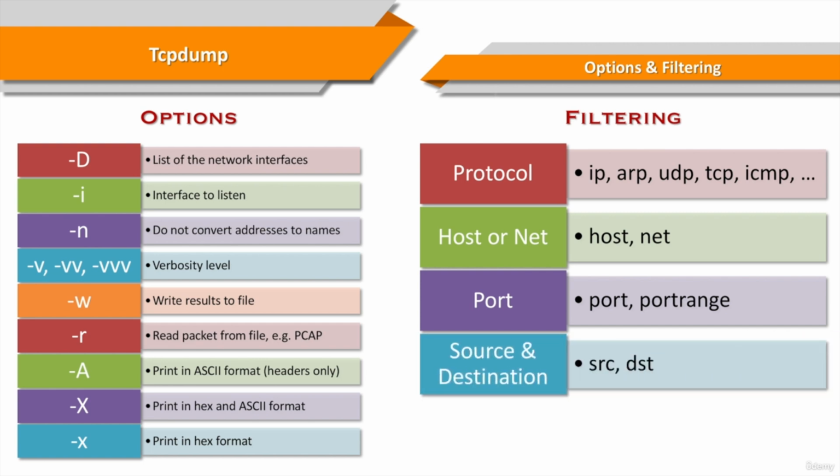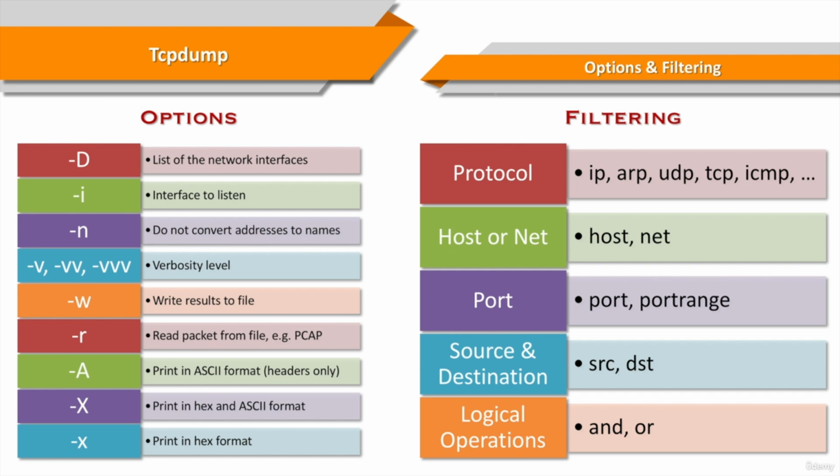Now, if you use the src option, you can see only the packets where the target system is the source of the packets. Similarly, dst is used to specify the destination system. So, of course, you can use more than one filter in a command and set up the relation using and or or as logical operators. For example, host 1.1.1.1 and port 80.